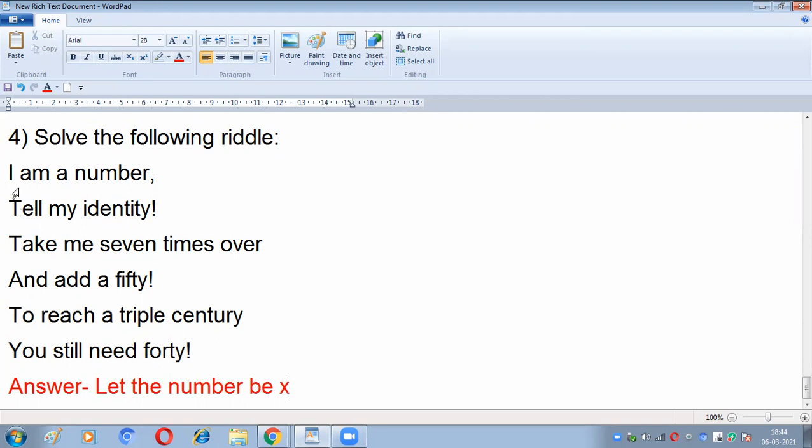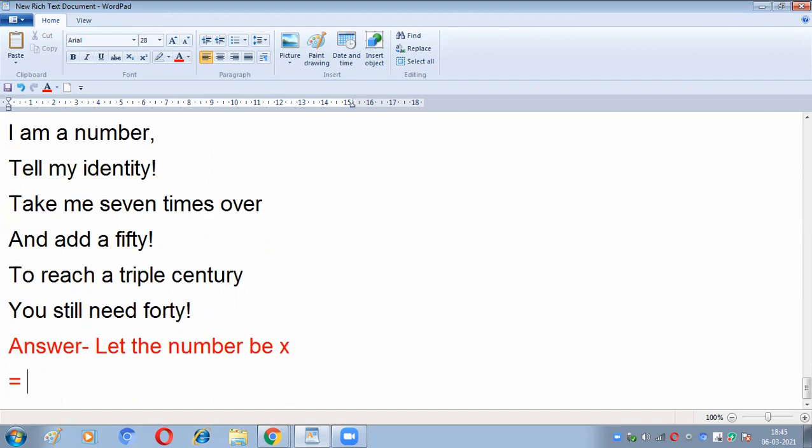Tell my identity. I am a number. Tell my identity. Then, take me 7 times over and add 50. That means take me 7 times. 7 times means 7 multiplied by x, which is equal to 7x. Okay, 7 times x, 7x, over and add 50. Just simply add 50 after 7x.